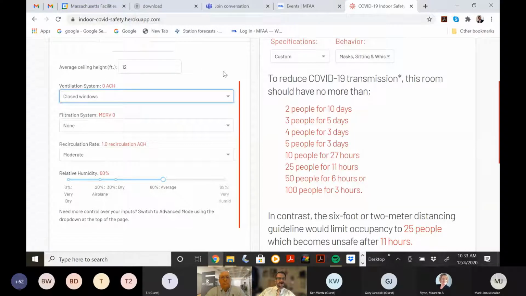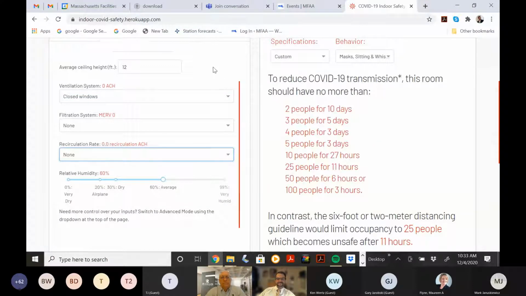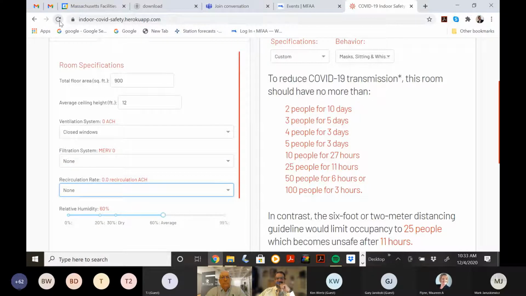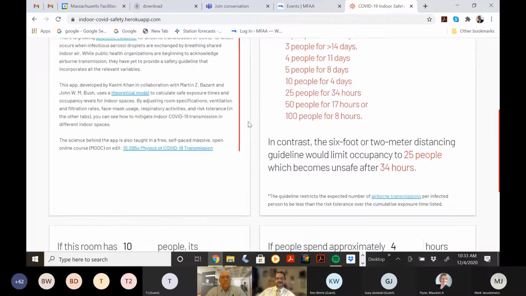Okay, so here we are. We have no filtration system running. Recirculation air is moderate, change moderate to none. Okay, refresh your screen, because sometimes I noticed that the calculation doesn't refresh and reset those. That's just a little glitchy thing on it.